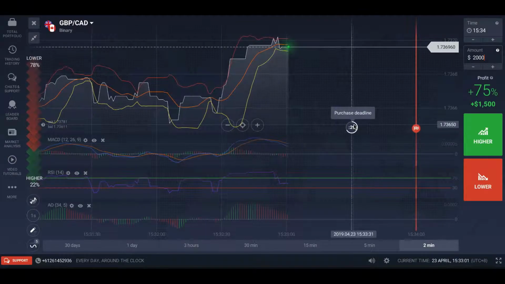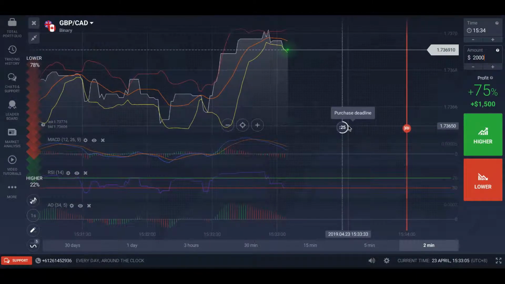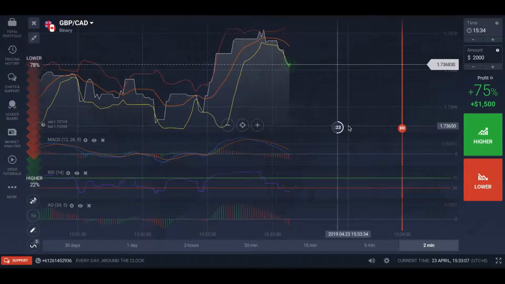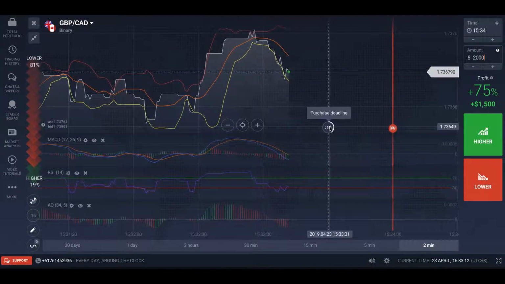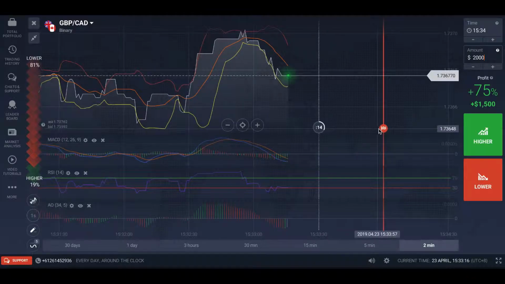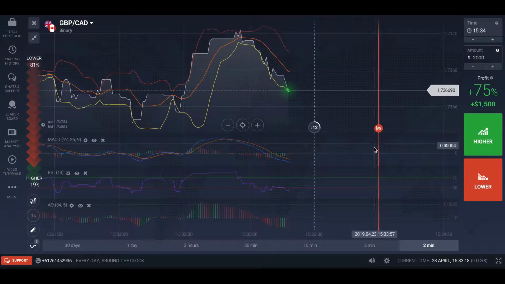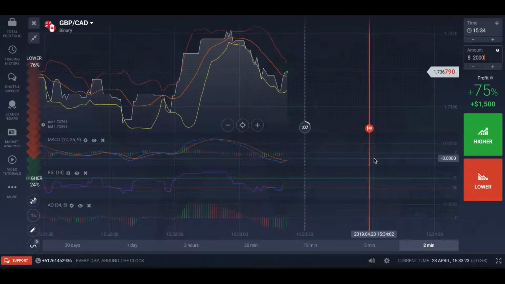So we've got about 30 seconds. As you can see, this is the purchase deadline. So basically you've got to make a decision on whether or not the forex pair in this case is going to end up being lower or higher before you hit this deadline here that you see on the screen.